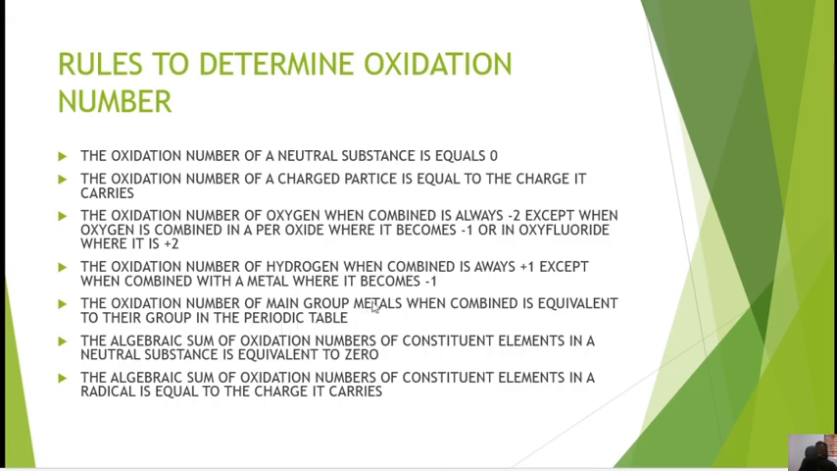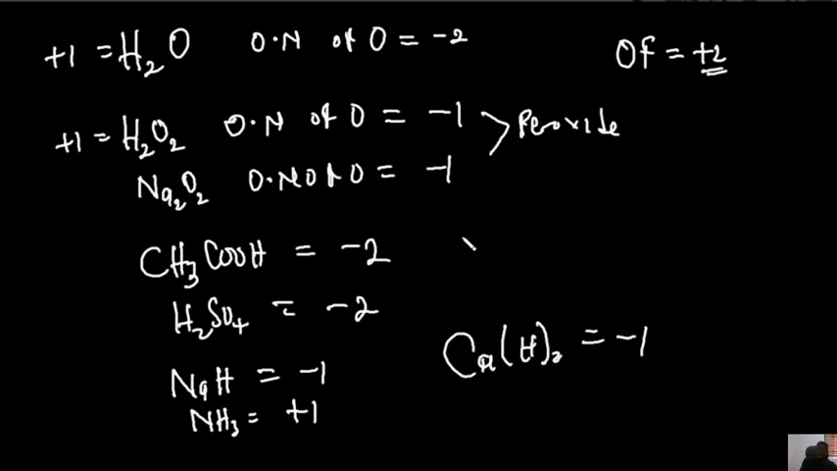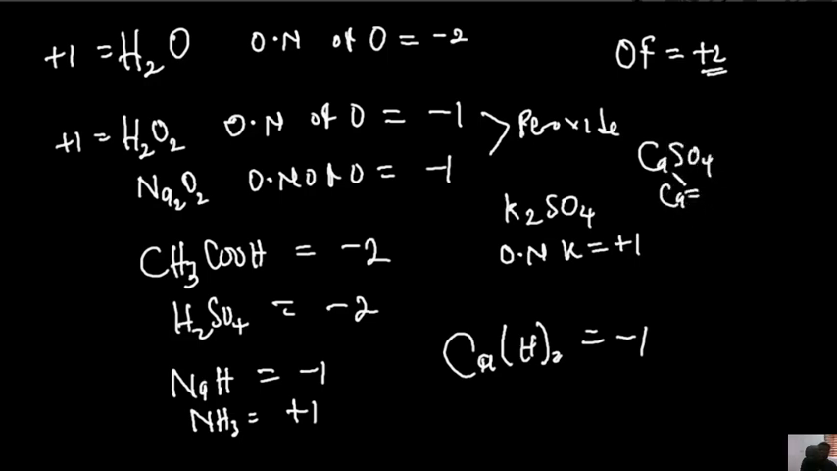The oxidation number of your main group metals when combined is equivalent to their group in the periodic table. Every element is placed in the periodic table according to its group. Group 1 metals would basically have the oxidation number of 1. So whenever a group 1 metal combines with a substance, like K2SO4, because we know this is a group 1 metal, the oxidation number of potassium would be +1. If, for instance, I am dealing with calcium in calcium sulfate, because calcium is group 2, the oxidation number of calcium is +2.